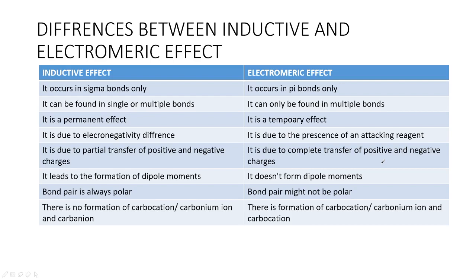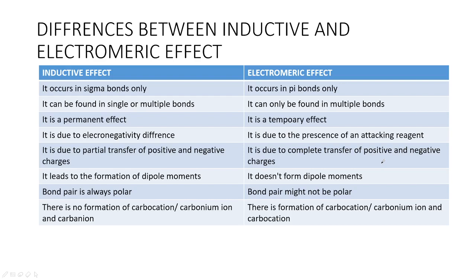Now, there's no formation of carbocation or carbanion in inductive effect, like I told you earlier. There's only formation of partial positive and partial negative charge. Carbocation is a positively charged carbon atom. Carbanion is a negatively charged carbon atom. While in electromeric effect, there is the formation of carbocation and carbanion. So that is all the points we need to know.